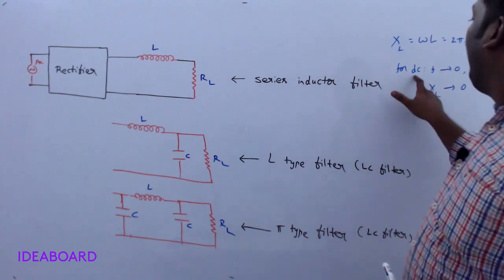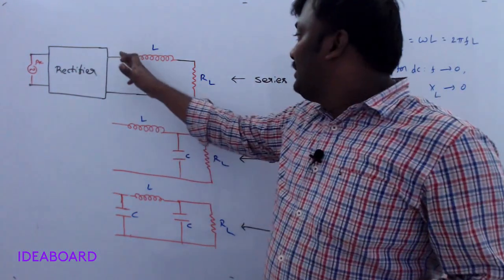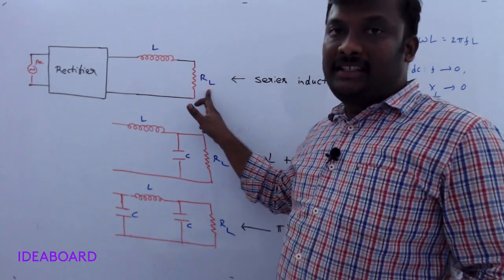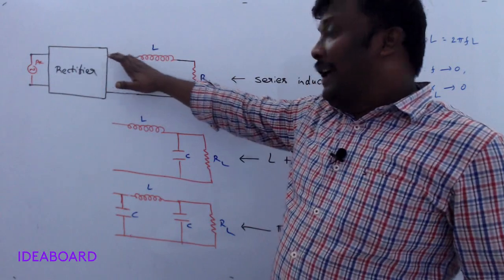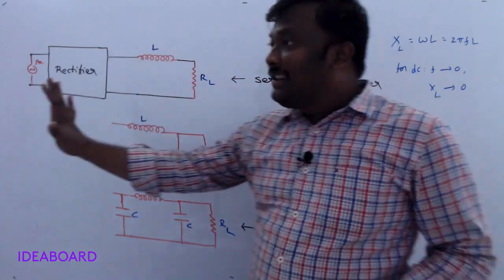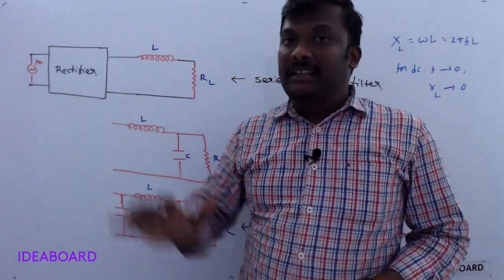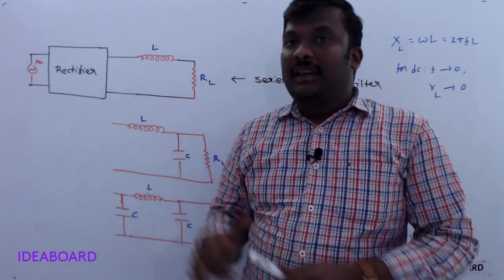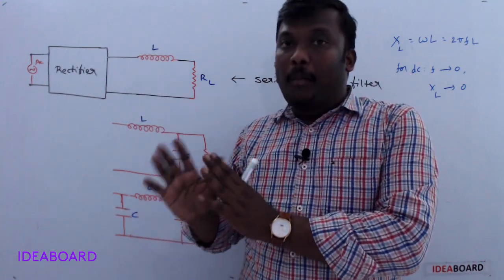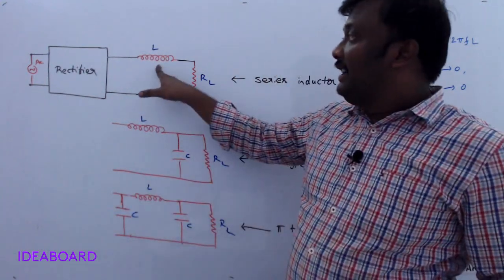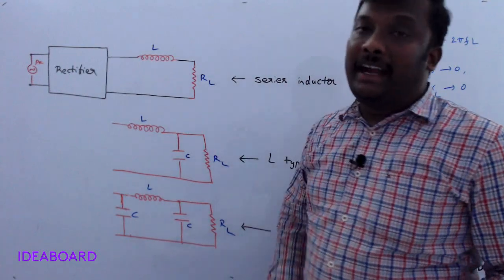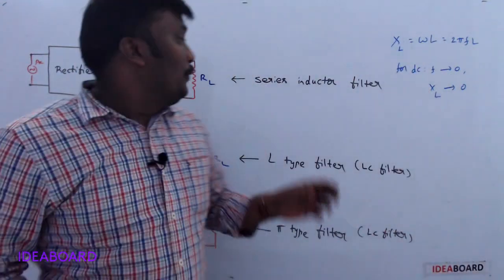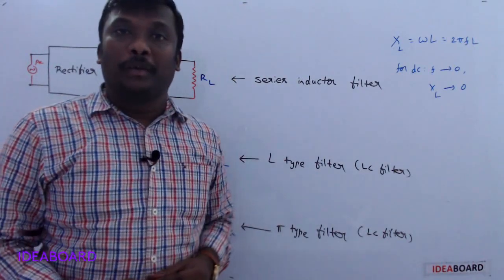That means the resistance offered to DC is 0. So most of the DC passes through the load resistor. The inductor allows DC and blocks AC. The capacitor allows AC and blocks DC. The inductor allows DC and blocks AC. Understand? So the output contains only the DC component.